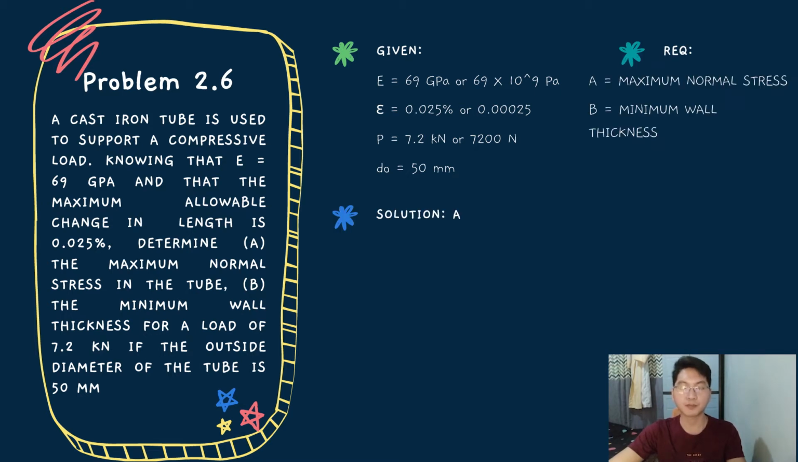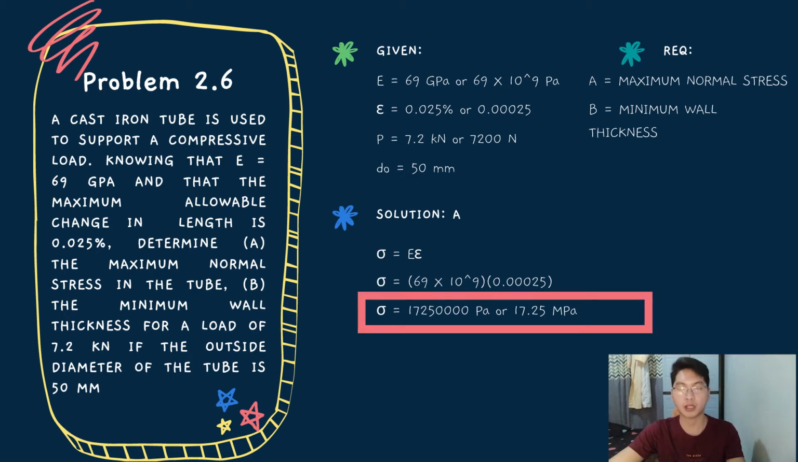So, solution A. In finding the stress, we need to use the formula: stress is equal to elastic modulus times strain. We already have the values for E and the strain, so we can just substitute. So stress is equal to 69 times 10 to the power of 9 times 0.00025, which is equal to 17.25 megapascal.